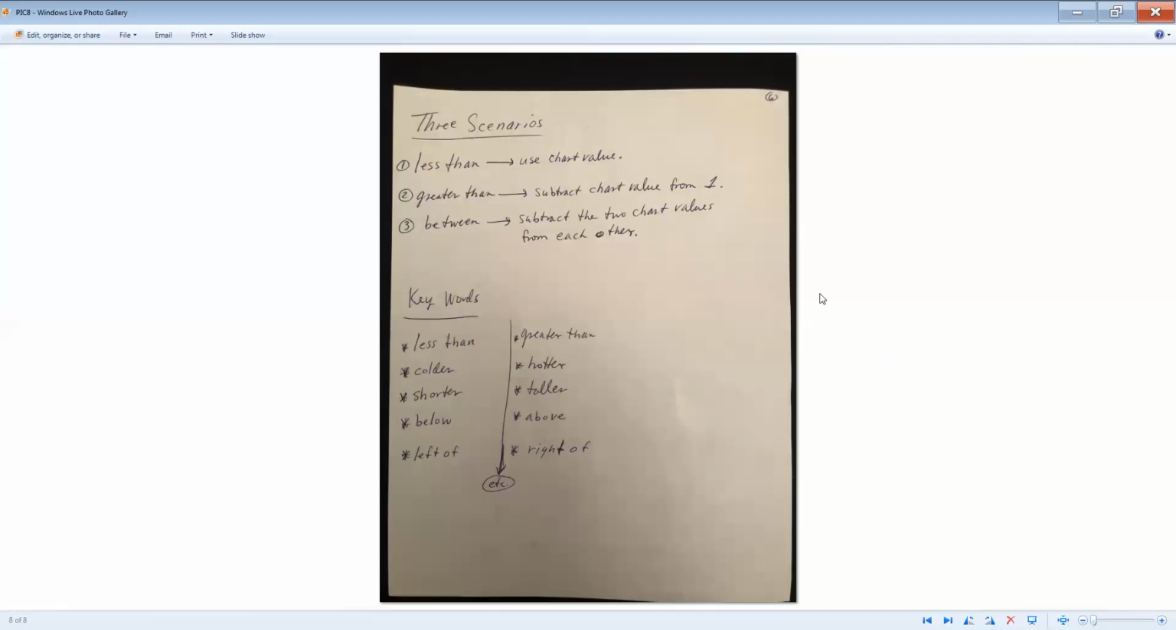Okay, so just to sum it up, we have three scenarios. We have less than, greater than, in between. Less than, you'll just use the chart value. Greater than, you'll subtract the chart value from one. And then between, you subtract both of the chart values that you get.